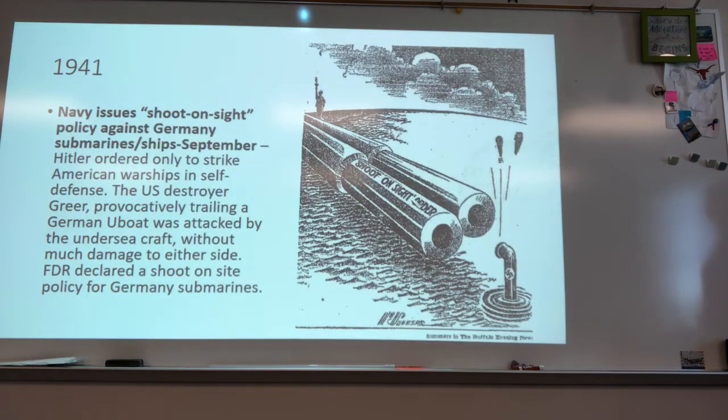This next one. The Navy issues a shoot-on-sight policy against German submarine ships, September. Hitler ordered only to strike American warships in self-defense. A U.S. destroyer proactively trailing a German U-boat was attacked by an undersea craft without much damage to either side. FDR will declare a shoot-on-sight policy for German submarines.